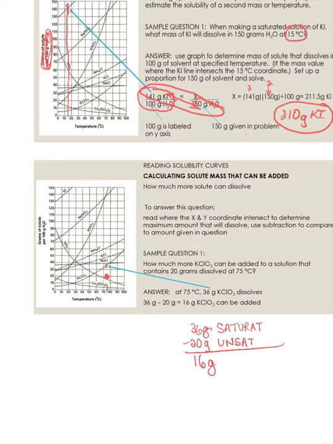So when you're comparing, let's say we had our sodium nitrate. Here's my sodium nitrate line. If I'm below the line, I'm unsaturated. If I'm above the line, I'm supersaturated. And if I'm on the line, you'd call it saturated.